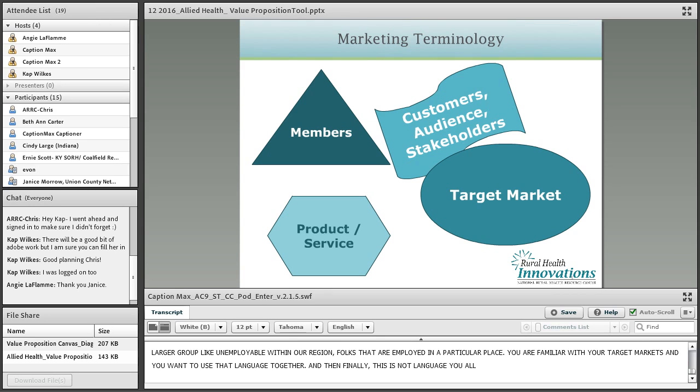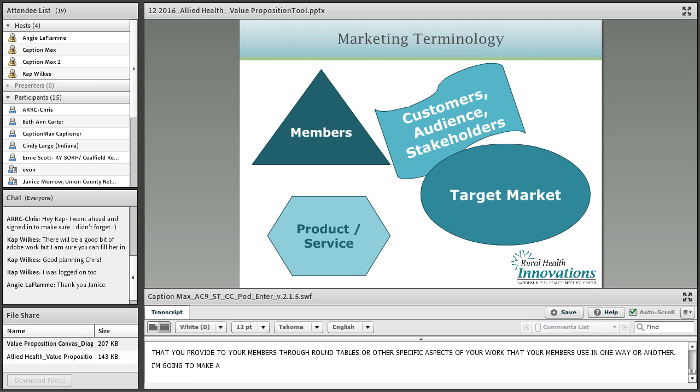And then finally, this is not language that you all use very often, but we're really talking about products and services. Your products and services are your training content or the curriculum you've designed, or the service or the benefit that you provide to your members through roundtables or other specific aspects of your work that your members use in one way or another. So those are our marketing terminology pieces.